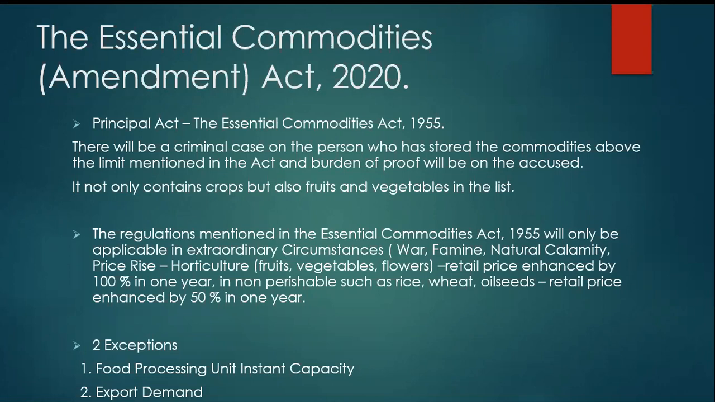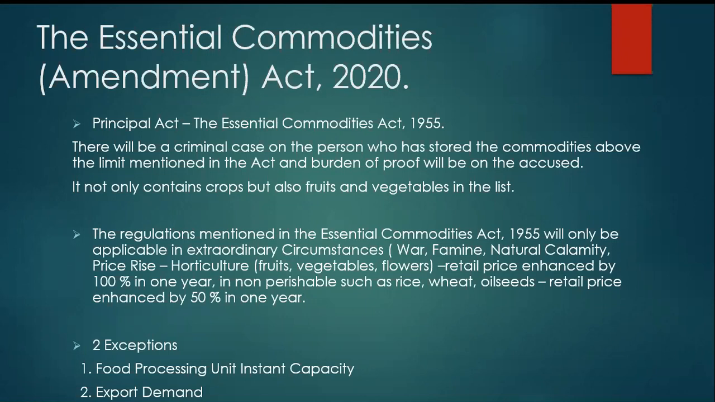So it's not only on the crops but also on the fruits and vegetables. Fruits and vegetables also are included in that particular list in the Essential Commodities Act 1955. Now the government did an amendment and amended the bill. What they did is mention that the regulation in the Essential Commodities Act 1955 will only be applicable in extraordinary circumstances, and the circumstances are such as war, famine, natural calamity, price rise.